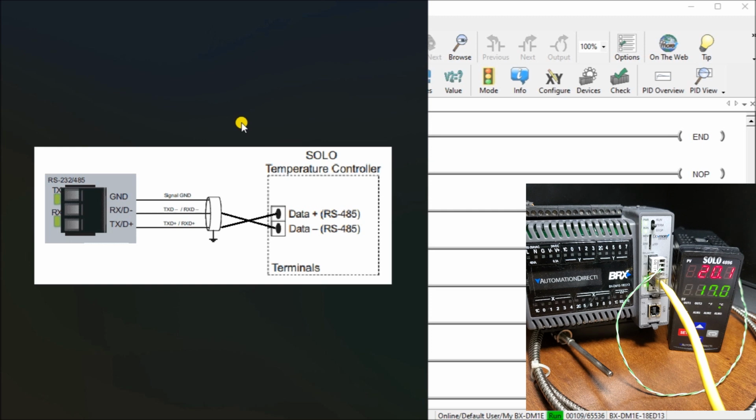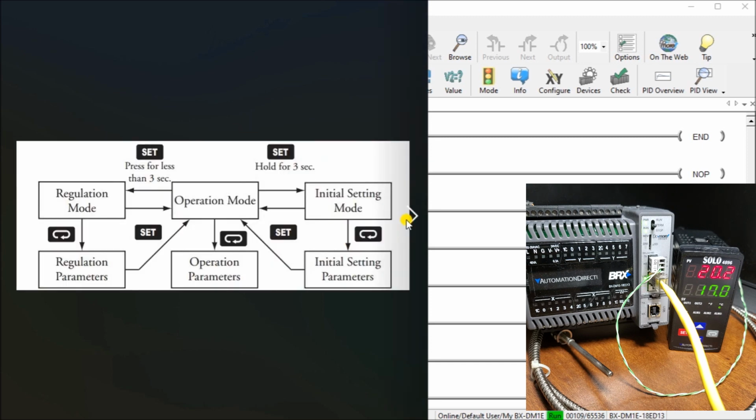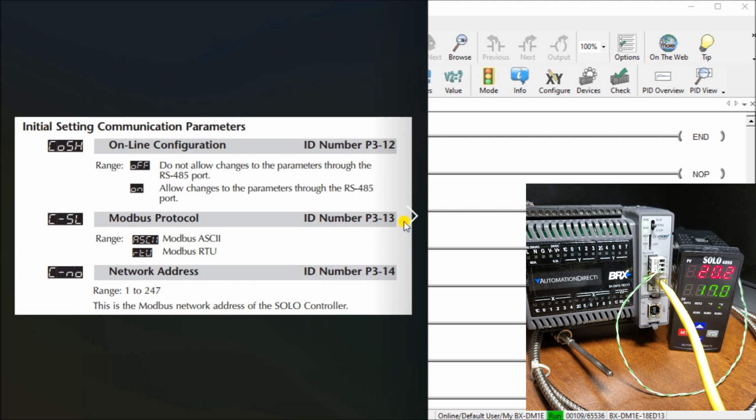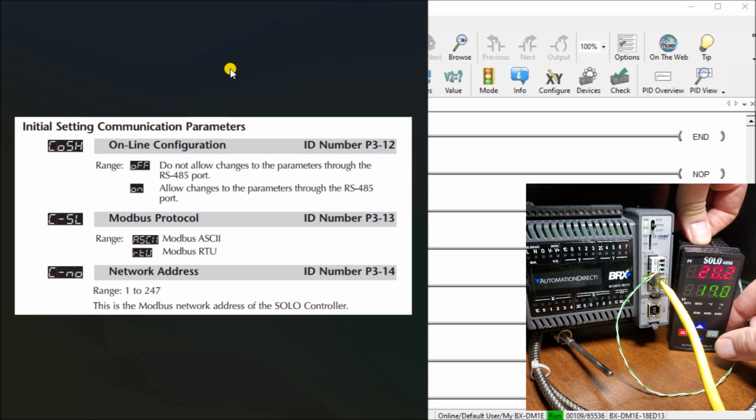Next, what we have to do is look at the communication settings for the Solo process temperature controller. And we have to look at the menus that we have here. So the first thing we will do is go through the menu and set it up so that we can actually communicate to this BRX controller and just verify those settings. So we hit and hold the set button, as you saw in that diagram, and we can scroll through until we come up with the first parameter here. And you notice this must be on to allow changes and everything through the RS485 port, which it is.